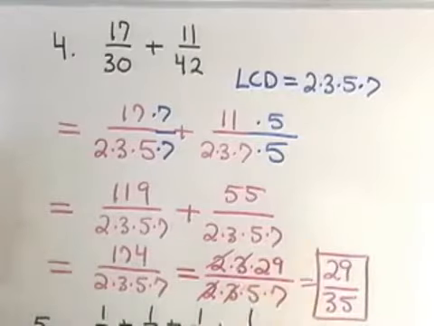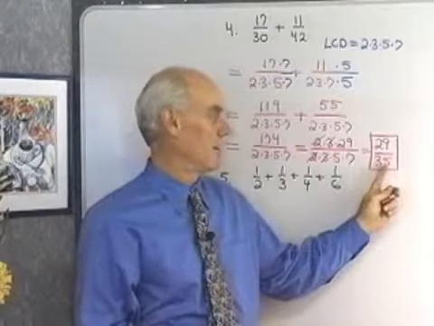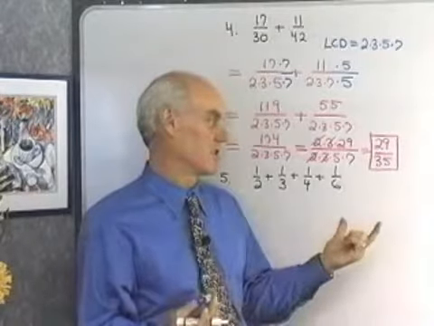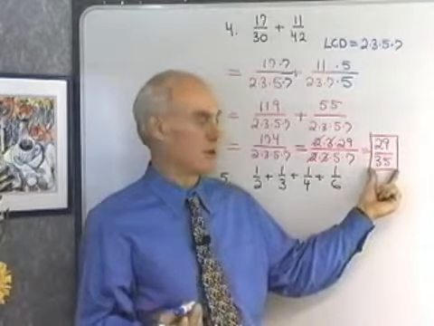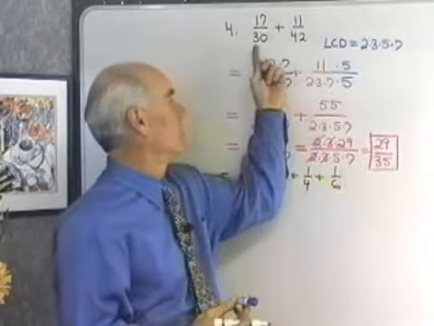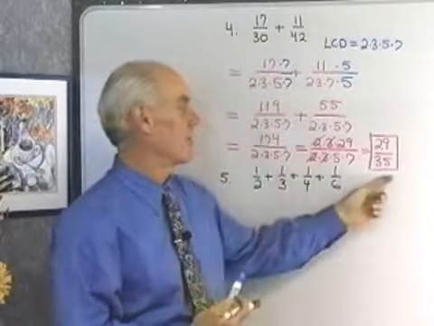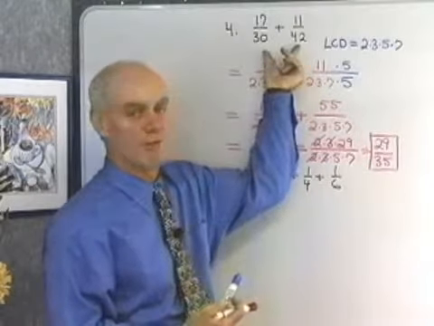Now, you might want to check this on a calculator. Just take 29 divided by 35. You'll get some decimal number. I know we haven't covered decimals yet, but you can see that one decimal number will be the same as another one. Do this on a calculator too, and you'll see that you get the exact same number. 29 over 35 is the sum of these two fractions.